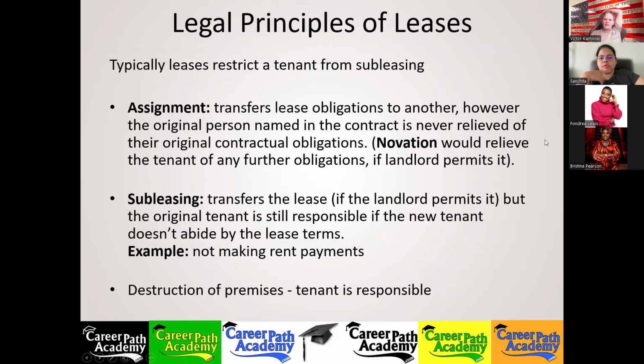All right, you remember assignment and novation, right? Assignment is where one party transfers their rights and obligations of a contract to another party, and it becomes their responsibility now. However, if they don't follow their responsibilities, the original party to the contract is still responsible. They never give up their liability unless they novate the contract. Novation would relieve the tenant from any further obligations. So you could novate the contract or you could novate the parties. That's substituting an old contract with a new agreement.